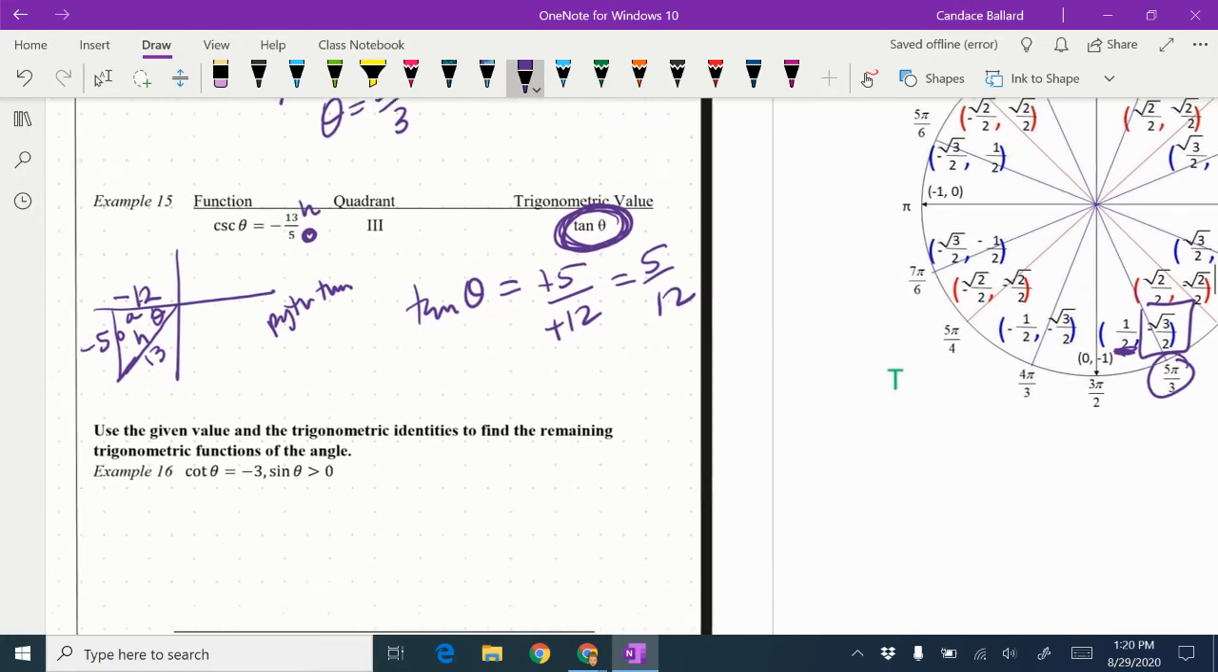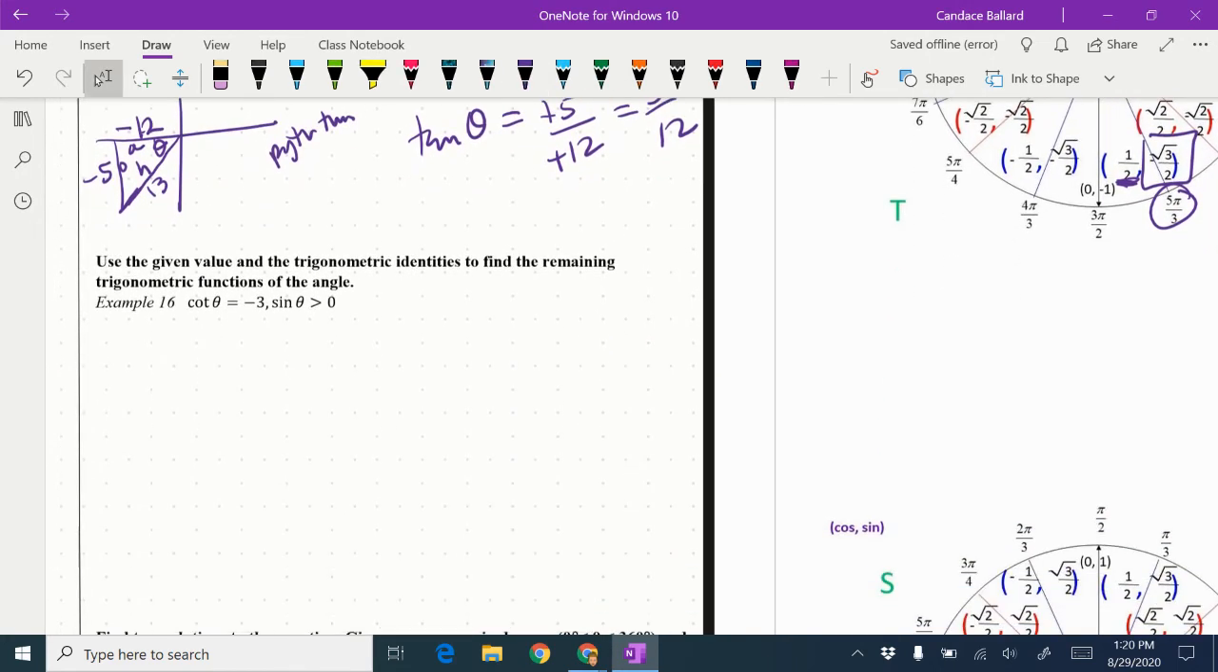And we're going to do one more here. Use the given value in the trigonometric identities to find the remaining trig functions of the angle. So I know that the cotangent is negative 3. So for free, I know that the tangent of theta has got to be negative 1/3. Now, I can't use the unit circle on this one. They didn't give me enough information. So I am going to try to figure out which quadrant I'm in next.